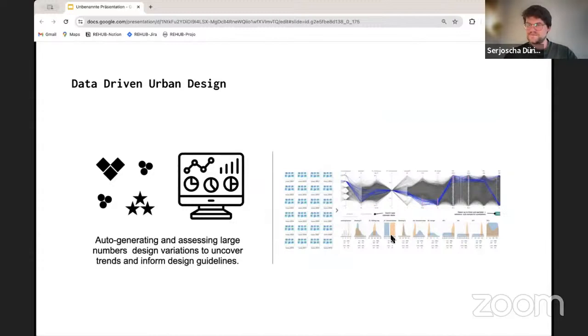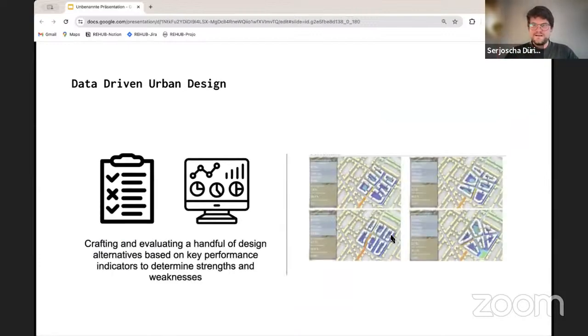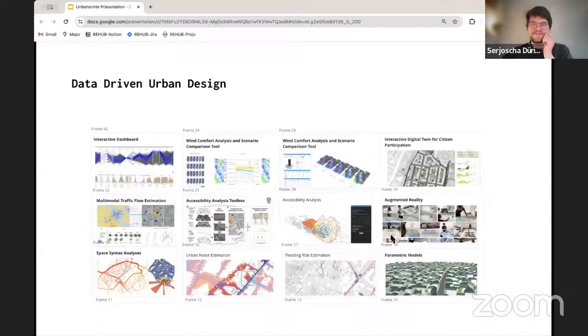Speaking of this, fast methods would also enable making a lot of variants to gather simulation data, and then explore design spaces and really find more optimal solutions, and also start to understand the relation between, and develop an intuition between, the built environment and certain performance metrics. So that's what we did there. We developed a range of tools and methods, simulation methods, and also user interfaces to get into this sphere of data-driven urban design.